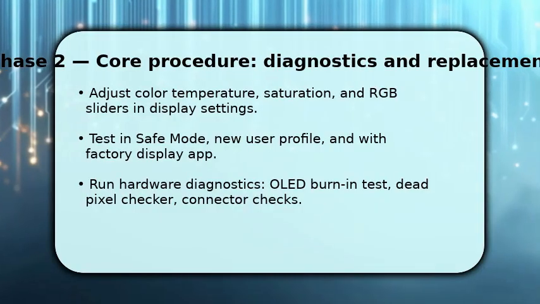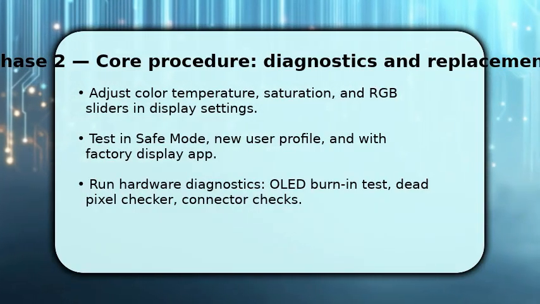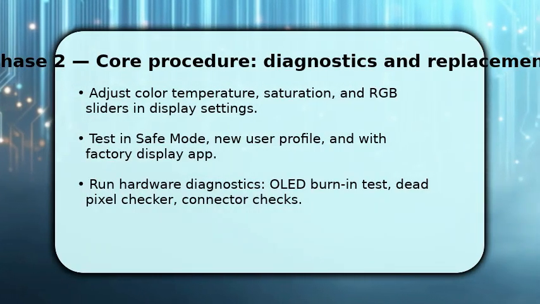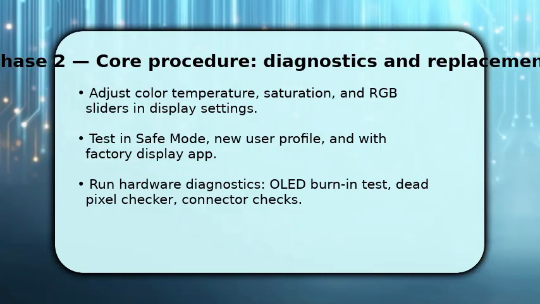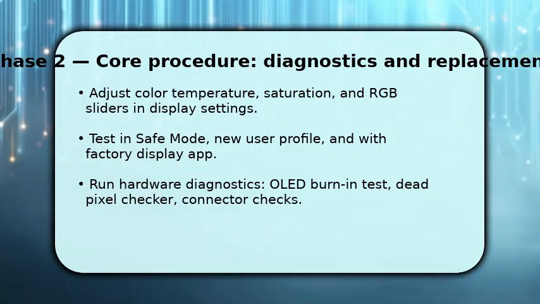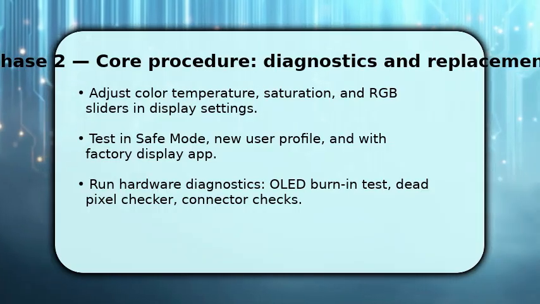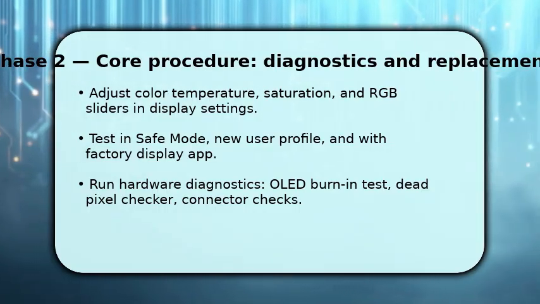You now perform detailed calibration and isolation. First, adjust color temperature and RGB sliders incrementally. Small moves reveal which channel is off. Once calibrated, reboot into safe mode and test. If colors normalize, an app caused the shift.